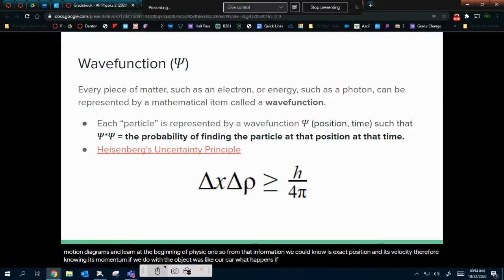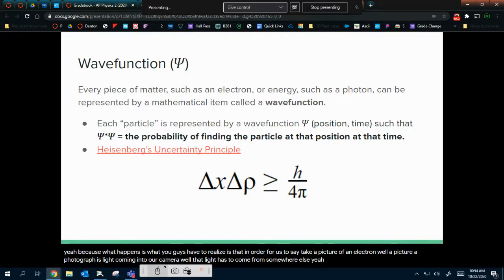What happens if we try that with an electron? Well, it turns out it doesn't work. What you have to realize is that in order for us to take a picture of an electron, a photograph is light coming into our camera. Well, that light has to come from somewhere.